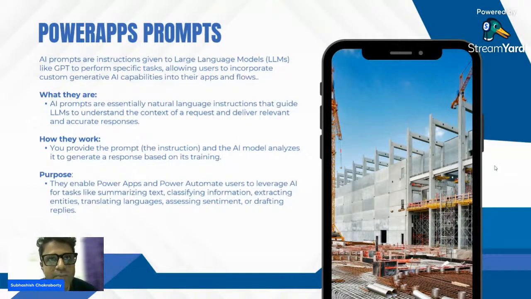Finally, we'll see prompts. Prompts are also very powerful capabilities provided by Copilot with Power Apps, whereby without writing a single line of code, you are just telling it to follow certain instructions, and it is doing it right then, with the help of the power of ChatGPT.